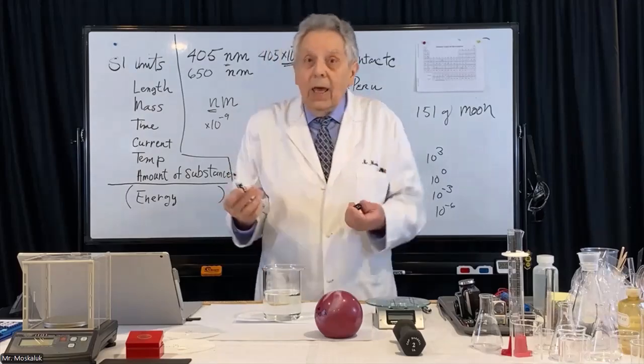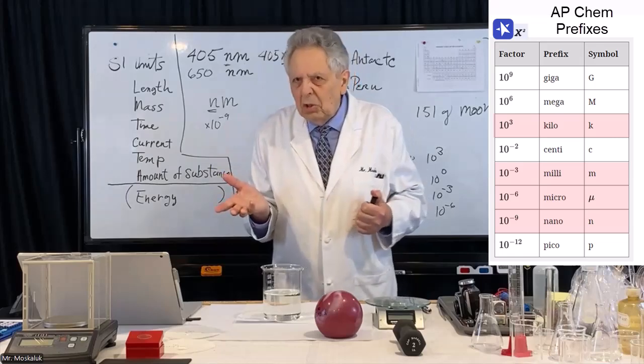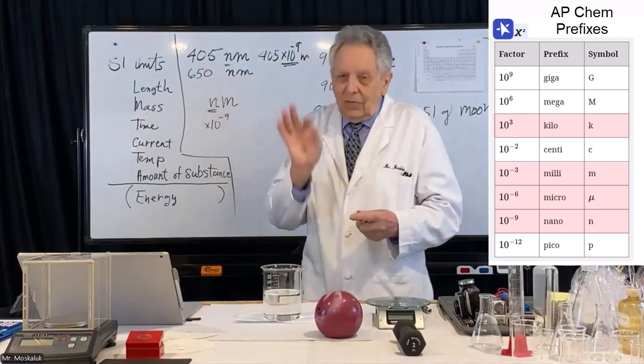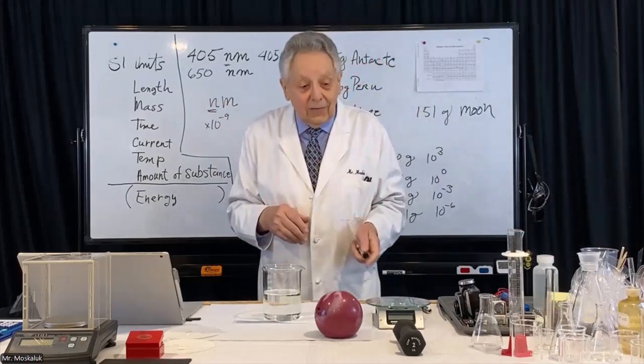You can look it up. They'll have it on the AP equation sheets, but you don't want to have to look up the equation sheets. You want to be able to know that. It's worth knowing. Nano means very, very, very small. And when you're talking about a billionth, that is definitely small.